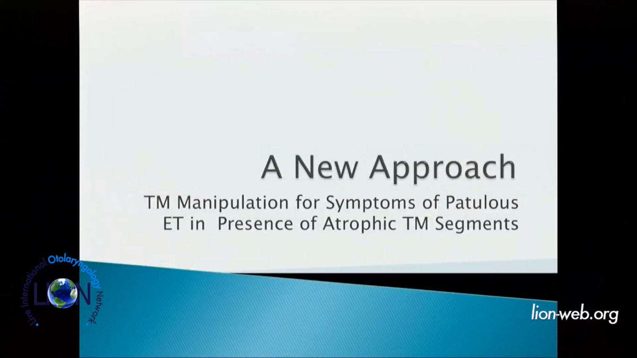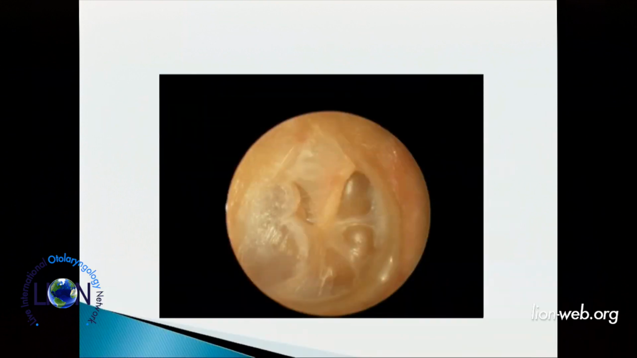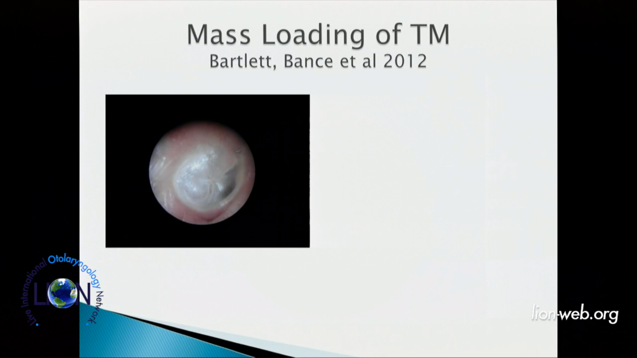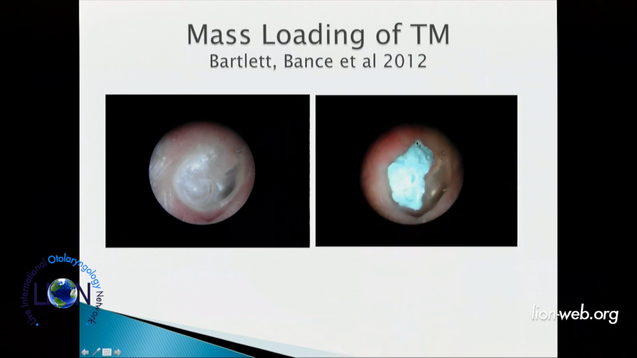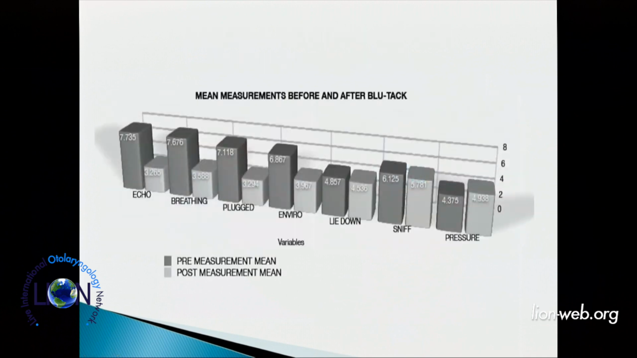So I want to talk about a new approach, which is dealing with these atrophic TM segments. So when you get somebody like this, and they have all the symptoms of patulous eustachian tube, but the eardrum does not move with respiration, then we published in 2012, you can find it in the Journal of Otolaryngology, we started mass loading the ear with clay, blue tack basically, poster clay. We did a study on some of these patients with symptoms of classic patulous eustachian tube, and in fact, we had pretty good results. The echoing, breathing, plugged, environmental sniffing all got better in many of these patients.